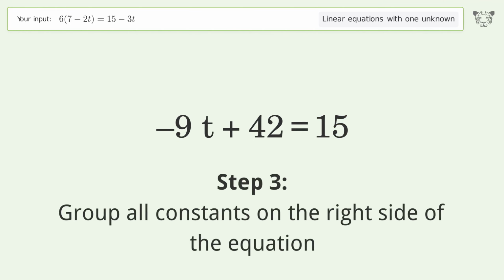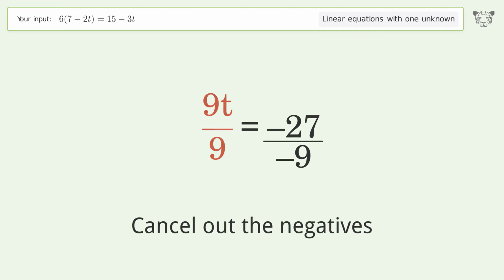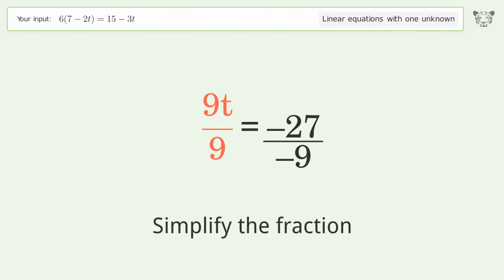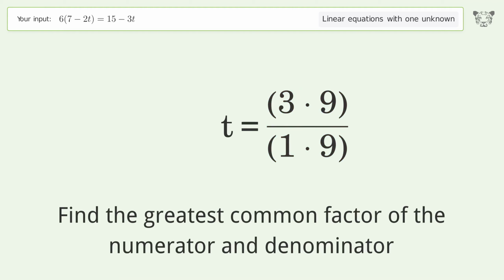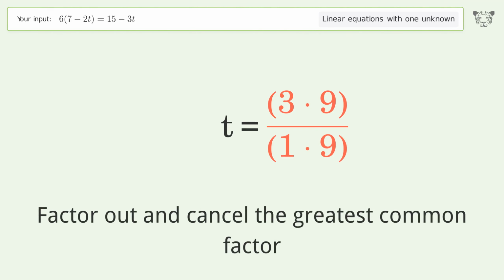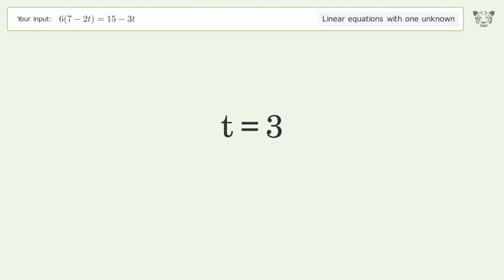Cancel out the negatives. Simplify the fraction. Cancel out the negatives. Find the greatest common factor of the numerator and denominator. Factor out and cancel the greatest common factor. And so the final result is t equals 3.